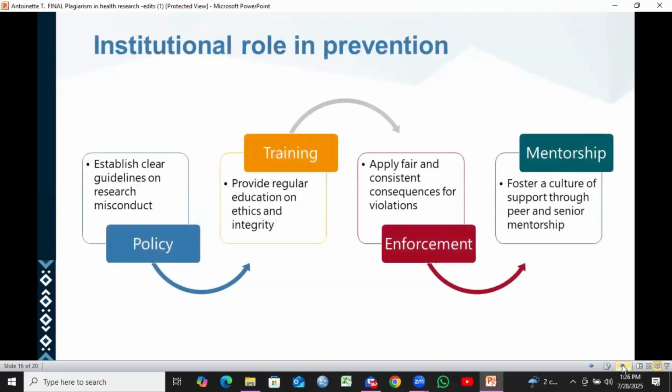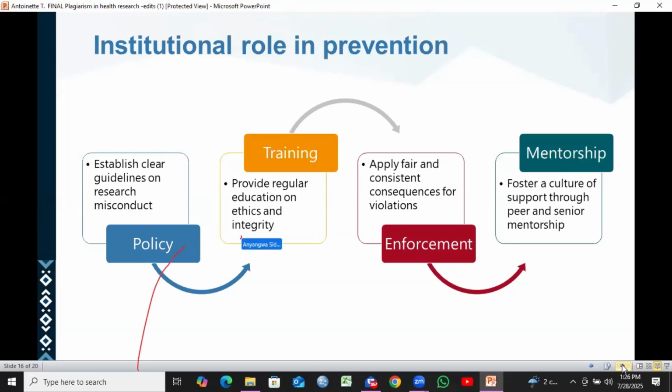Now, what is the institutional role in prevention? What is the role of an institution in preventing plagiarism? We have it in four steps: policy, training, enforcement, and mentorship. Under policy, the institution is supposed to establish clear guidelines on research misconduct, the do's and the don'ts. Like, don't do this, you should do this in order to have a good research at the end of the day.